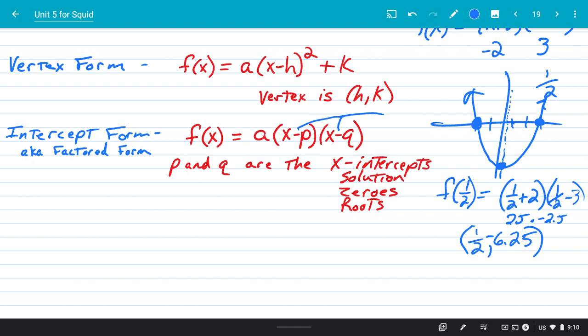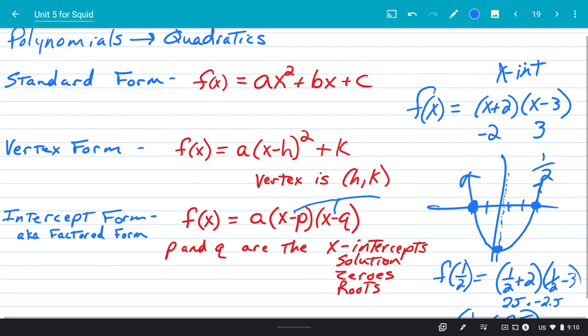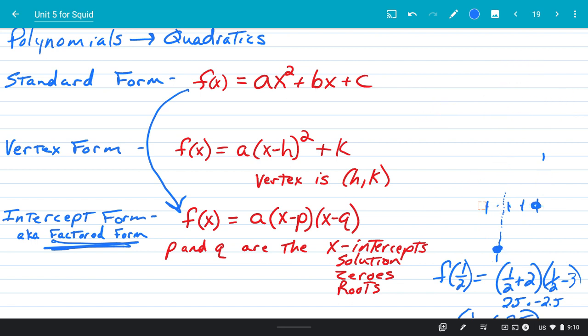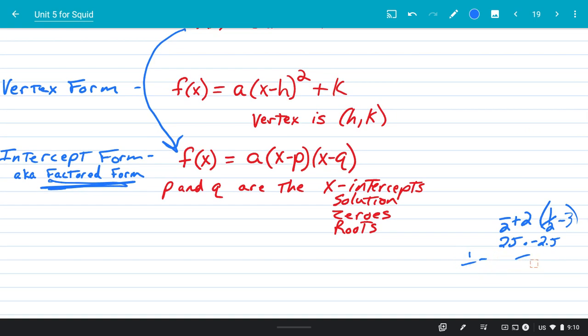Okay. The next thing we're going to do from here is learn how to manipulate these equations to change them from one form to another. The very first one we're going to do is going from standard form to intercept form, and it's called factoring. That's where we're going to get at the end of the week and early next week. We're going to teach you how to factor.